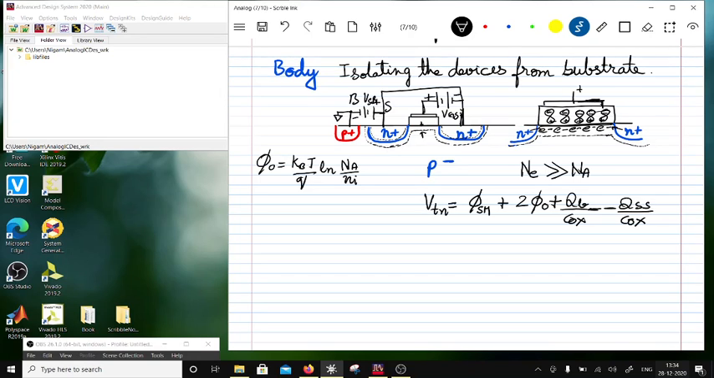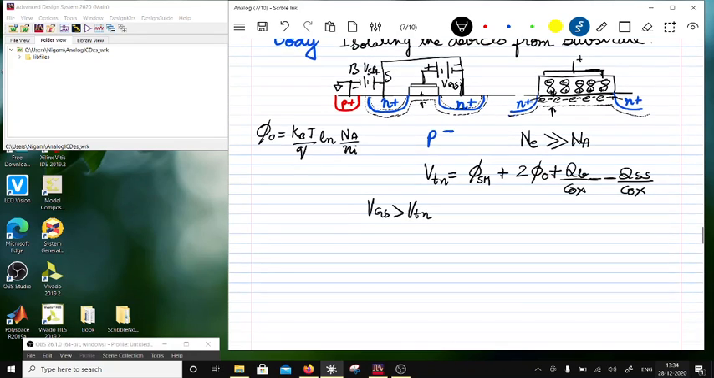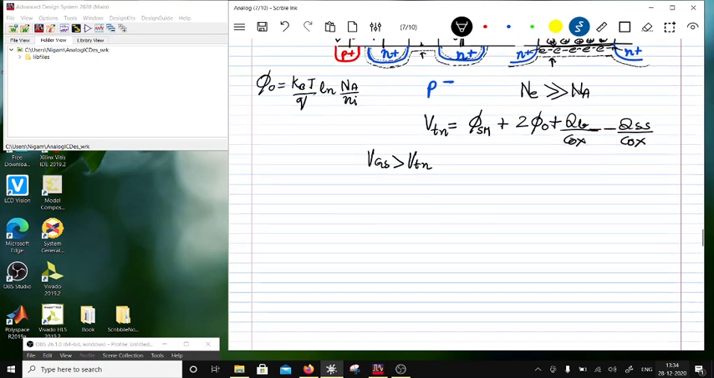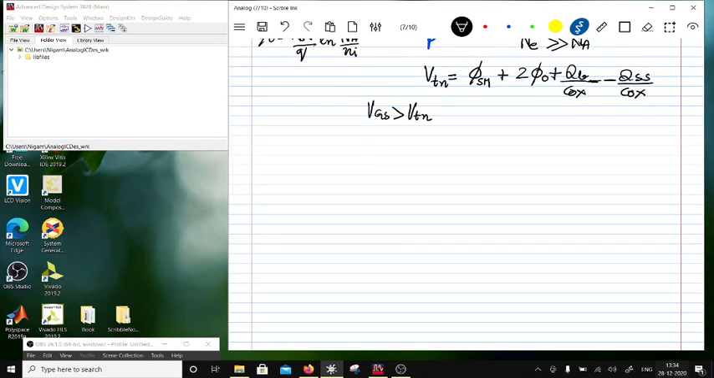When the gate to source voltage, VGS, is greater than this voltage, then there is an inversion under the gate, or a channel is formed between source and drain. Now if you keep increasing VGS but your VDS is 0, the channel depth will keep on increasing, but the charges will not flow. For the charges to flow, you will have to apply another field.